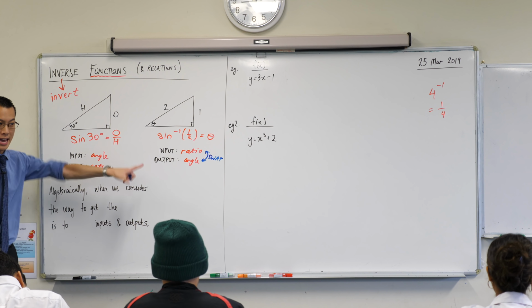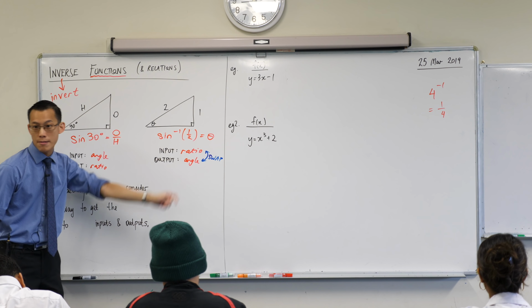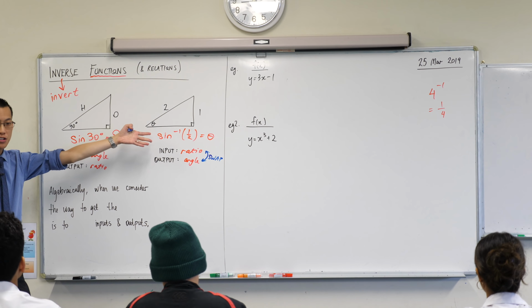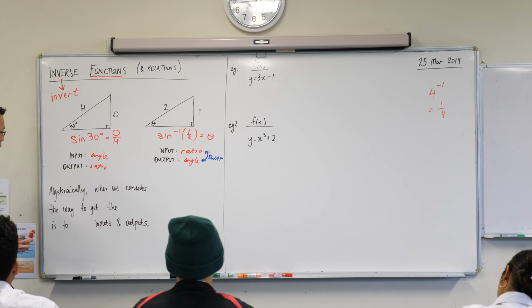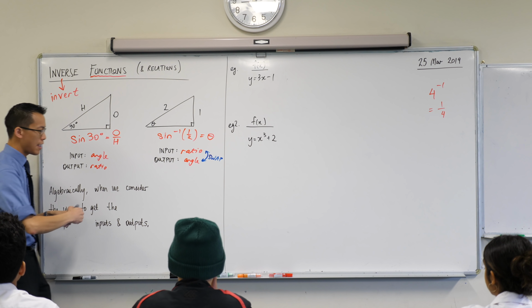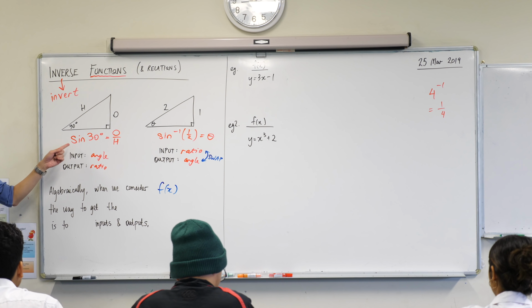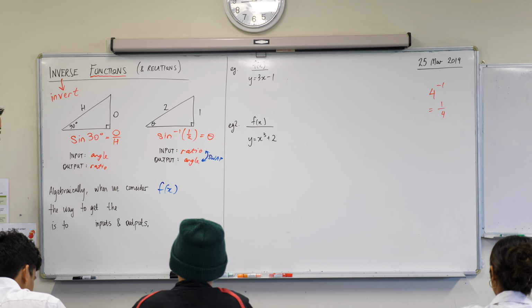The input and the output, to go from a function, an integral function, to its inverse, you just swap the input and output, which may happen to be a ratio or an angle, or they could be anything, right? So to think about what this means algebraically, if you consider some function, f of x, for example, sine might be our f of x.